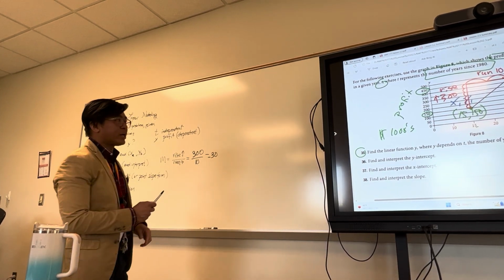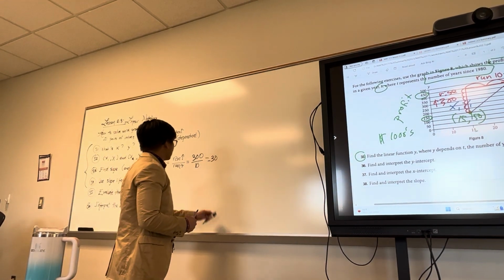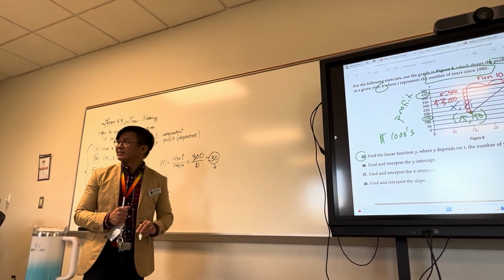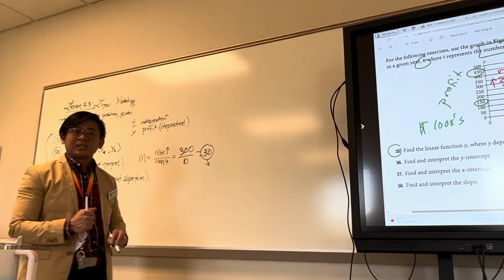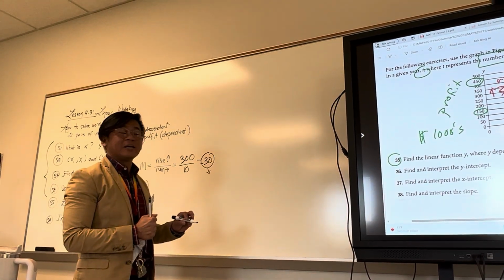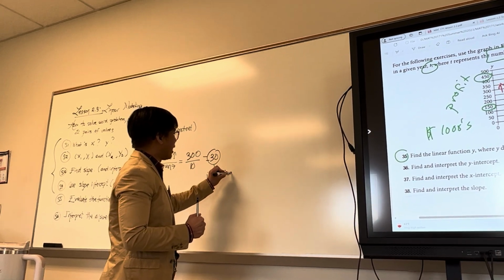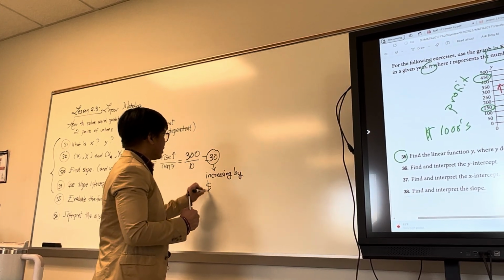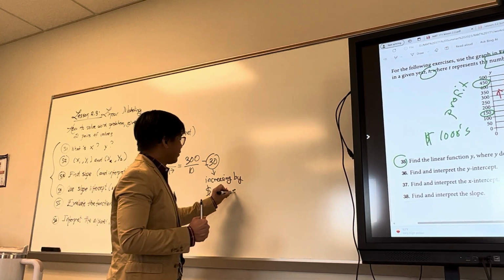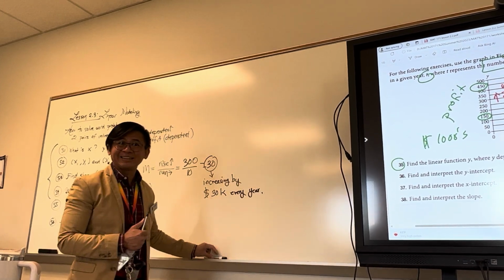Okay. And we can interpret that one as what? What's the interpretation for such? What does it mean by 30 in here? Anyone? How do we interpret the 30? Is it increasing or decreasing? Increasing, right? So we can interpret it as what? Increasing by how much? $30,000. I put in here 30K every what? Year or yearly. Get it?